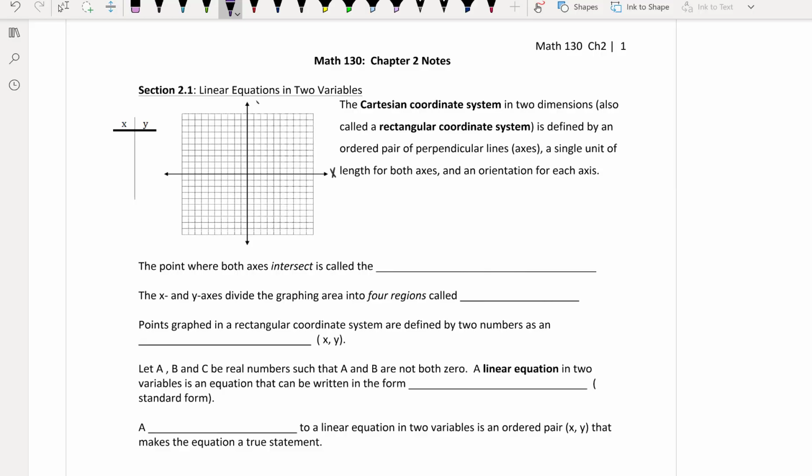Hello, Math 130 students. We are going to pick up on page 1. This is the beginning of chapter 2, section 2.1, which is all about linear equations in two variables.